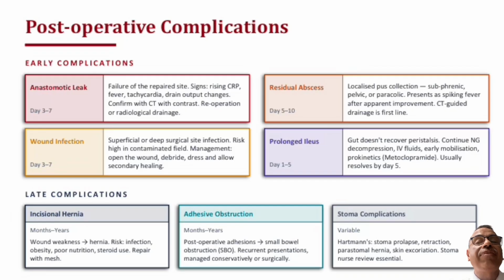There may be adhesive intestinal obstruction, which is always a possibility. Again, it can occur months or years later, and the commonest cause is post-op adhesions. It can lead to small bowel or large gut obstruction, and this would require initial conservative management, followed by surgery if it does not subside. Stoma complications can occur if a stoma is created, like stoma prolapse or retraction, parastomal hernias, and excoriation of the surrounding skin. Stoma counseling should be given to the patients and relatives till the stoma is closed.